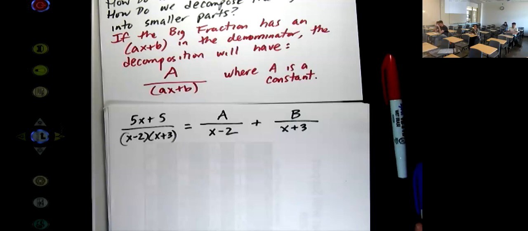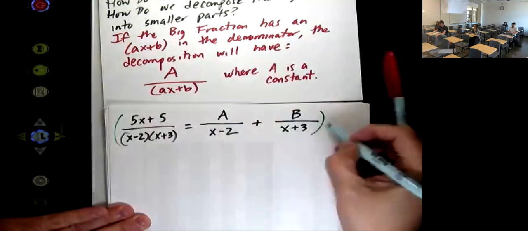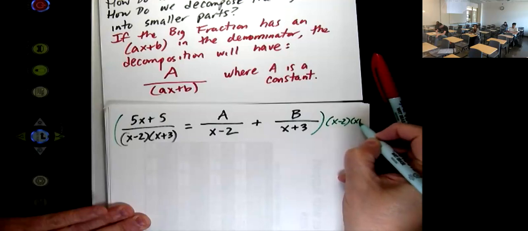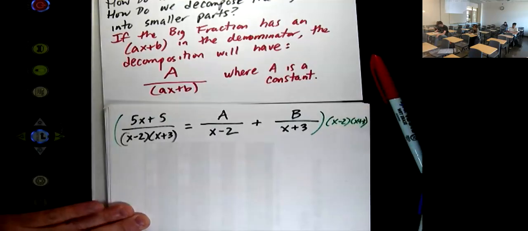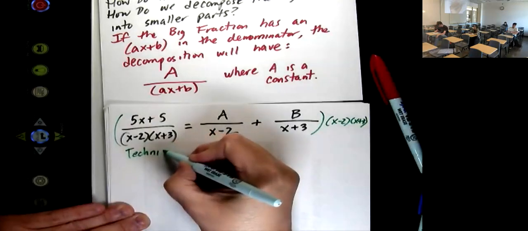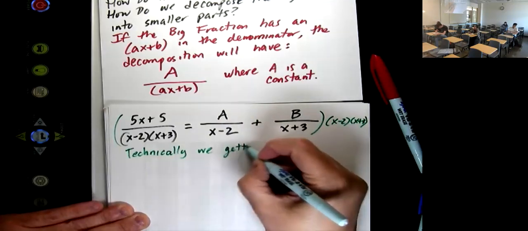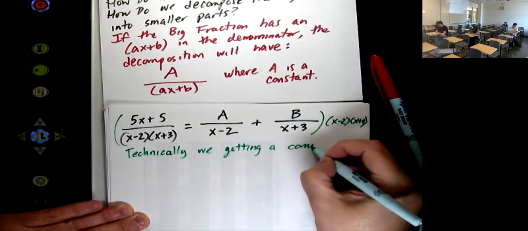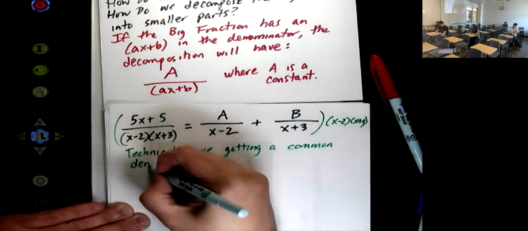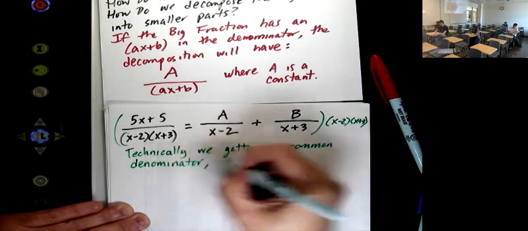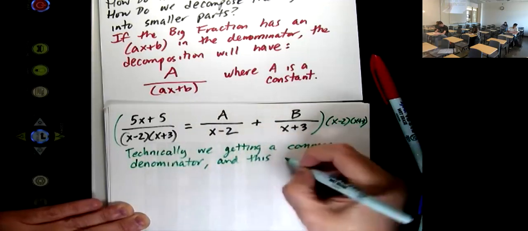So this is a lot like, we're not technically clearing fractions. We should be finding a common denominator. But I think it's a lot easier to clear fractions. Let's just multiply through by x minus 2 and x plus 3. Technically, we are just getting a common denominator. And this will just show the numerator.